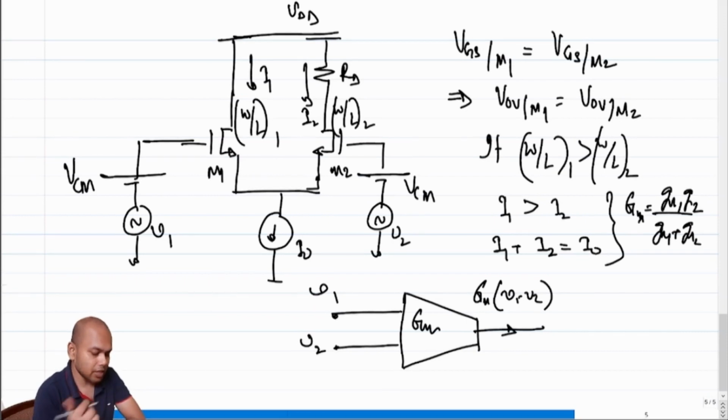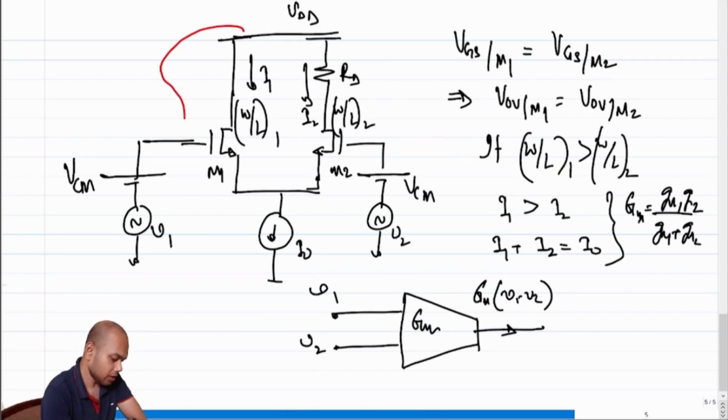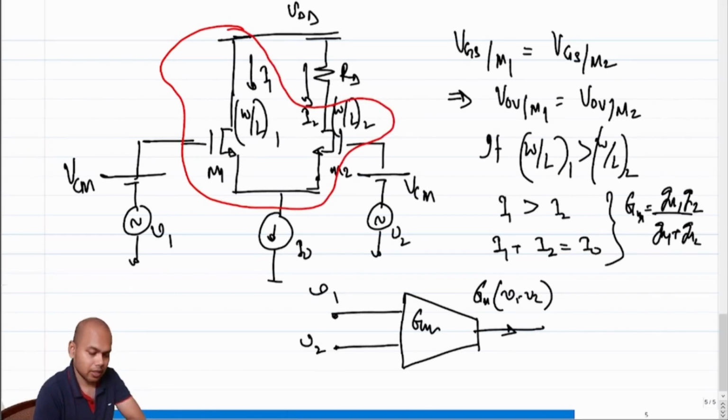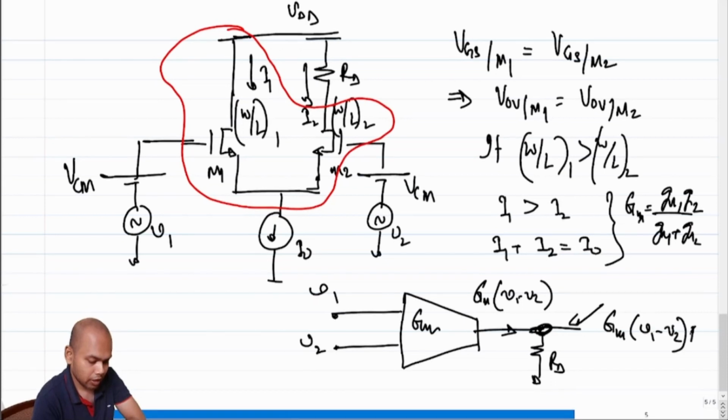Correct? And where is this incremental current flowing? All we have done is show you the incremental structure of this guy, without the RD, correct? We have been only dealing with the incremental structure of the voltage controlled current source without the RD. Where is this guy flowing? This current is flowing into RD. And what voltage will it generate here? The voltage that it will generate is Gm times V1 minus V2 times RD, correct?